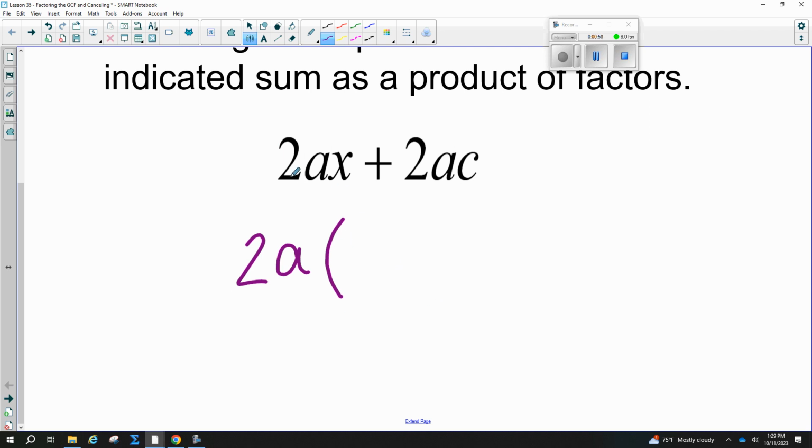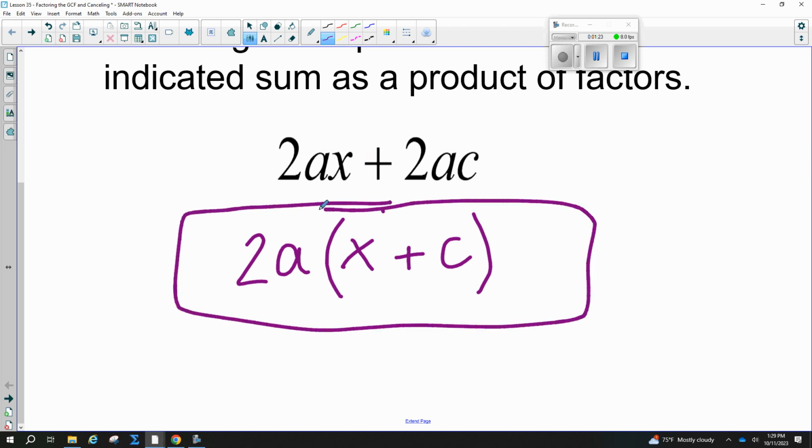So if I took out a 2a, what is left in this first term? An x. Then there's a plus sign, all right? And then I took out a 2a from this term, what is left? Good. So if I were to distribute this, I would get 2ax plus 2ac, which is what we started with, okay? So I'm just writing it as a product of factors, factor, tractor. Just factor out a 2a, yes. No, that is the answer. You just write it down.